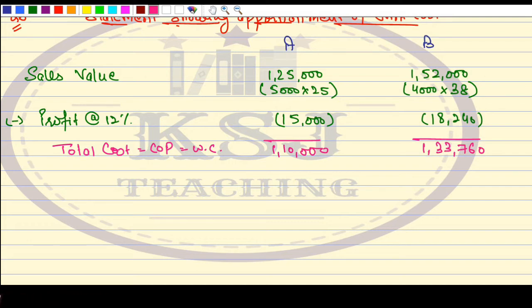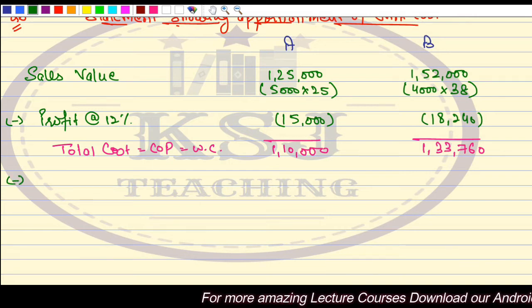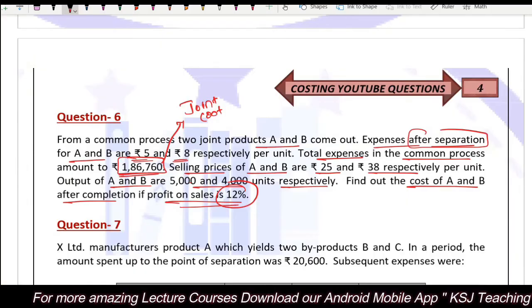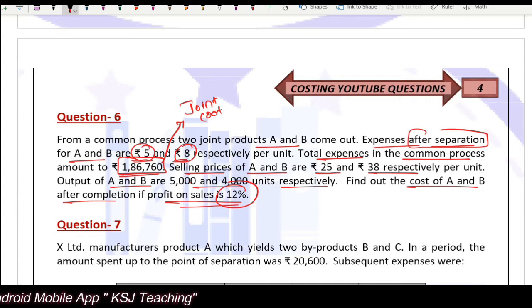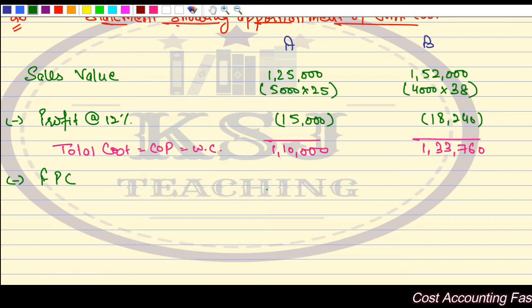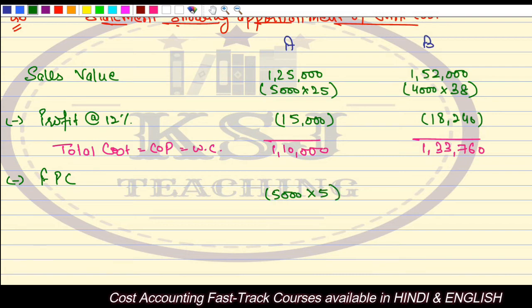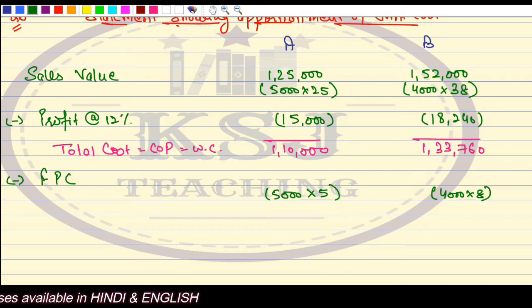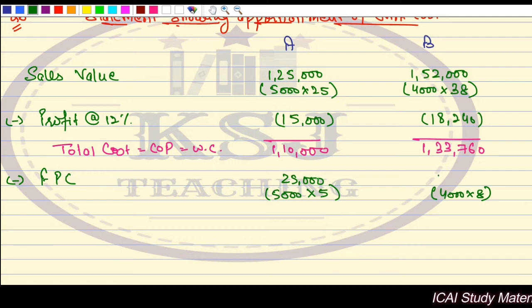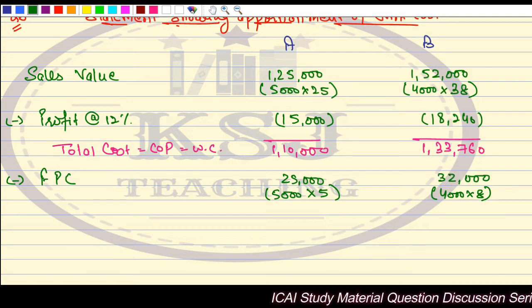After this, from here, what do you need to subtract? You need to subtract the further processing cost. Now it is given in the question that further processing cost is 5 and 8 per unit respectively. So you will multiply it with 5,000 and 4,000, right? So FPC will be 5,000 multiplied by 5, and on the other hand it will be 4,000 multiplied by 8. So this is 25,000 and this is 32,000, right?